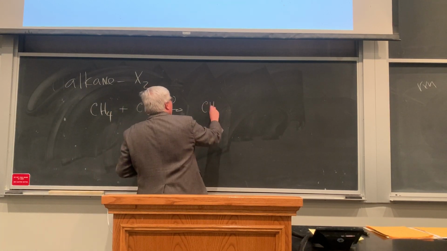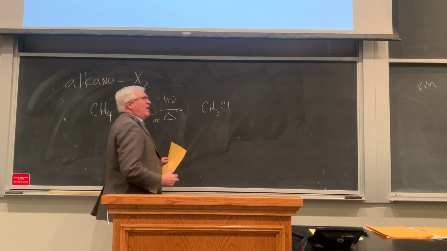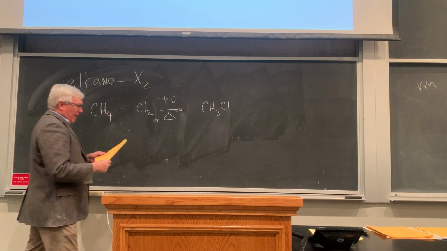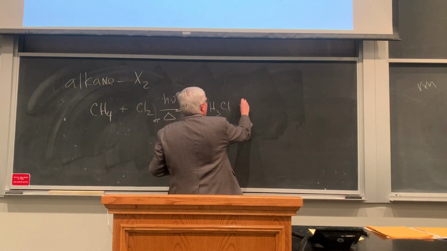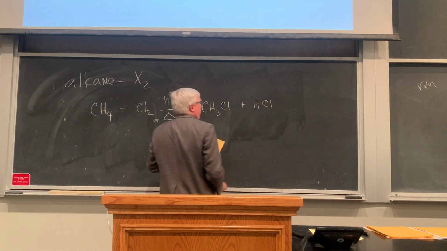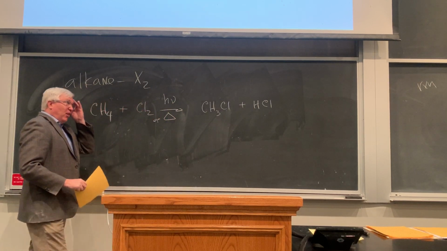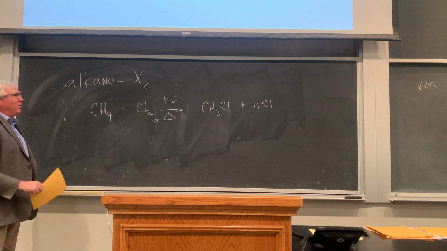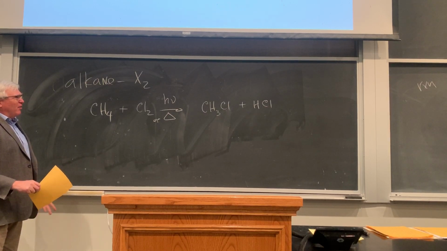So we can form chloromethane, okay? And we also form HCl. The reaction does get acidic, so hydrochloric acid is formed. Normally it's easily neutralized with sodium hydroxide or an amine base, so you can get to that.